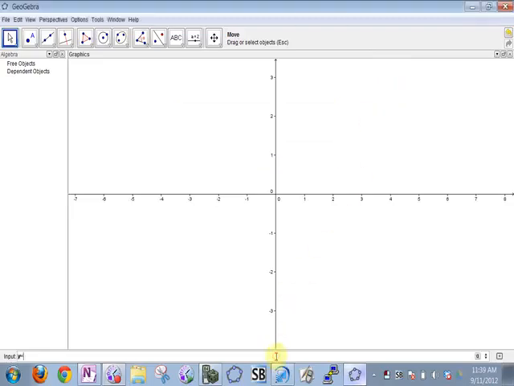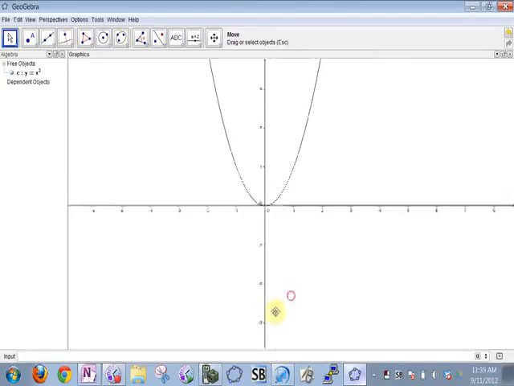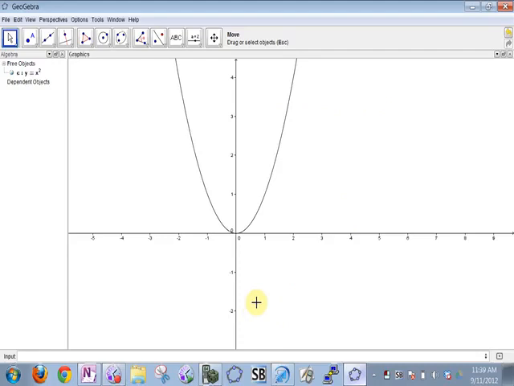Okay, let's start with graphing y equals x squared. So this is the graph of y equals x squared. Put a point on there. Nice happy point on a nice happy graph.